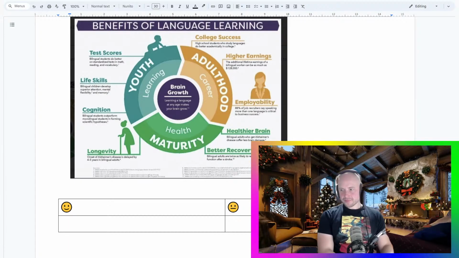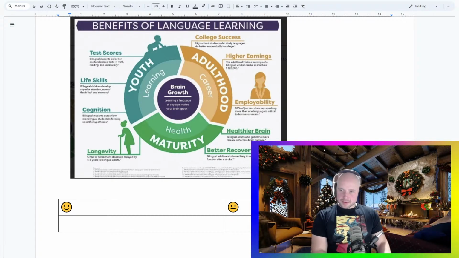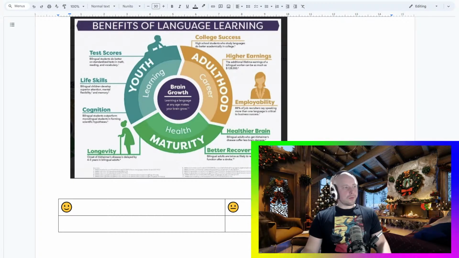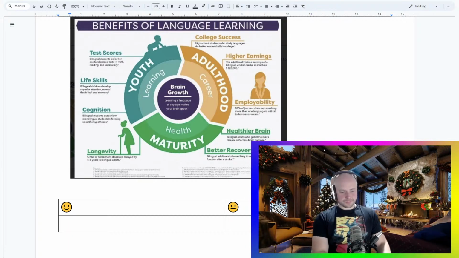And guess what? When you are older, acquiring a new language is like a magic spell for your brain's health. A bilingual brain keeps your brain strong, helps you get better from cognitive challenges, and makes you live longer and happier. To sum it up, learning a language is a lifelong investment in the well-being of our brains. It is like a big gift to your brain.